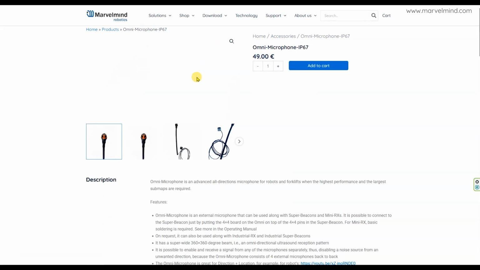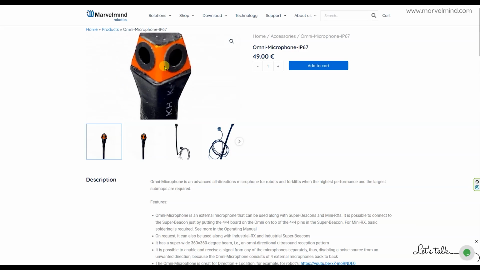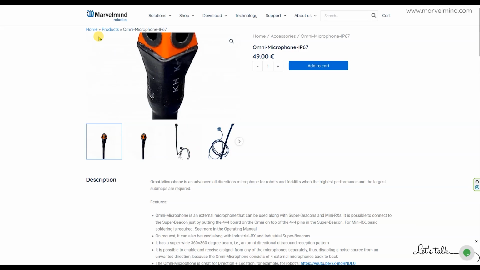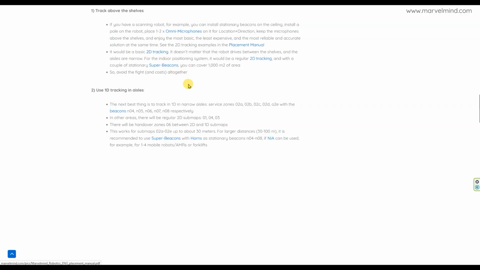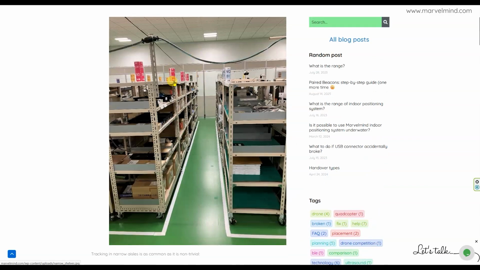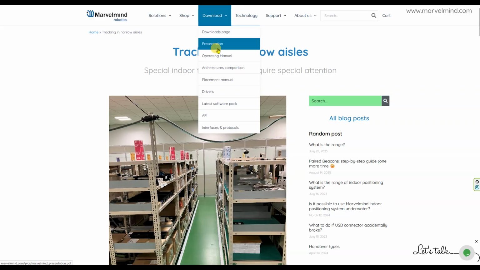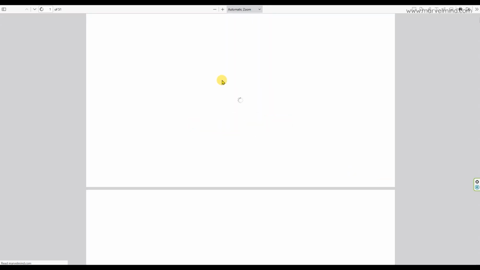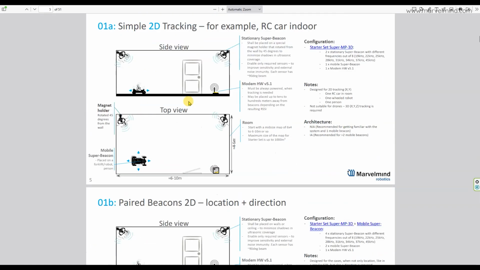They have very easy to use 1 meter cable. So it means that your robot can be 1 meter below the microphone. The microphone will be above the top shelf, and the microphone will see the station beacons which I installed there. So in this way, you avoid all kind of issues. It's a basic 2D tracking, and you can see the placement manual, check the 2D tracking recommendations. So this is your case.